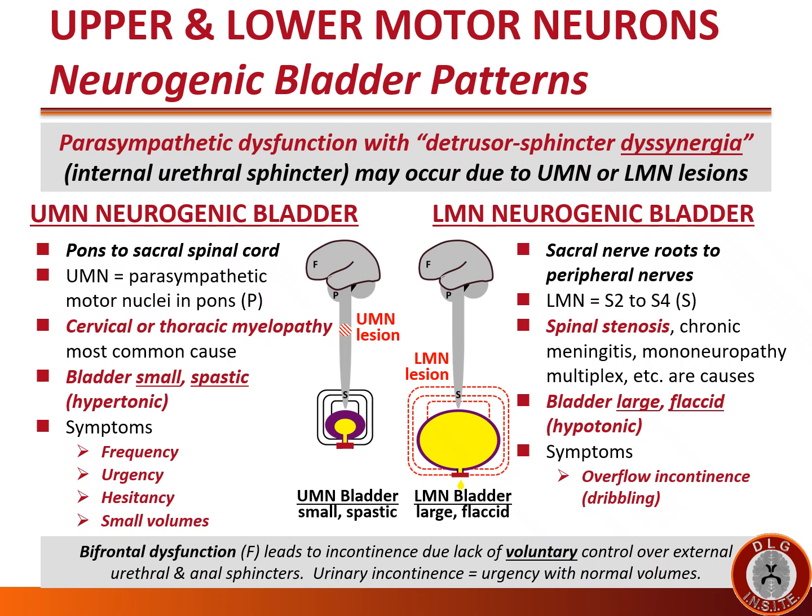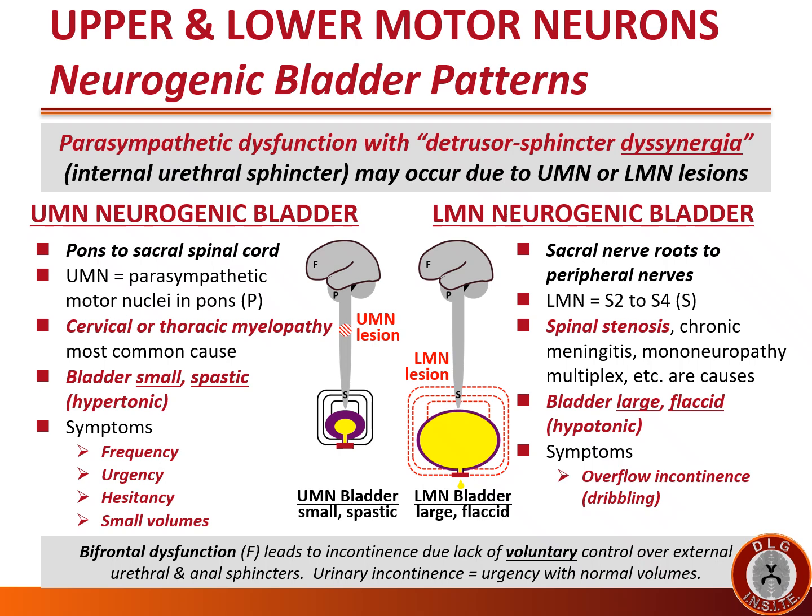The lower motor neuron neurogenic bladder is large and flaccid, i.e. hypotonic. And the symptoms are overflow incontinence and dribbling. Overflow incontinence and dribbling. Those are very different kinds of incontinence. And so it's really important to differentiate those when seeing a patient with incontinence.